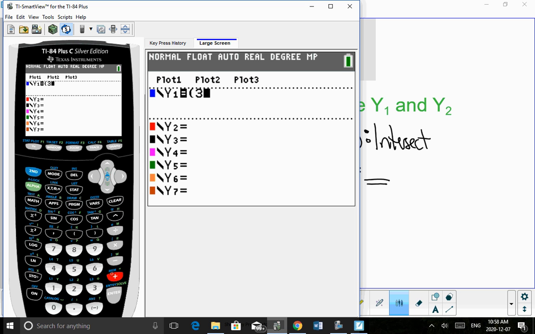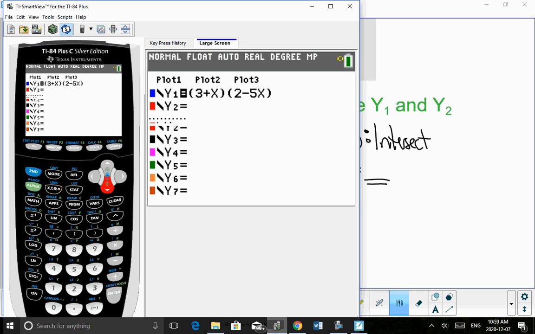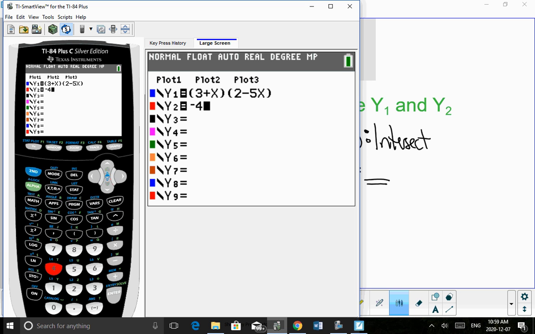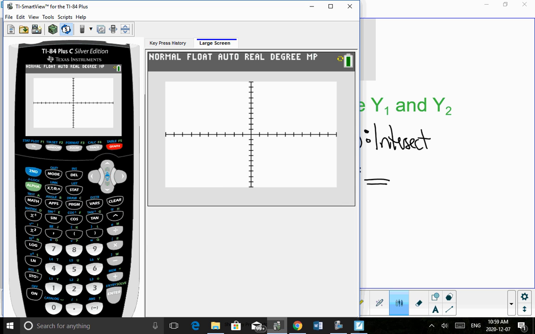So 3 plus x and 2 minus 5x. And then into y2, I'm going to plug that -4. Okay, so we're just going to plug it in exactly as we see it. I'm going to go graph. I'm going to see what happens. So there's the first. And there's the second. Okay.